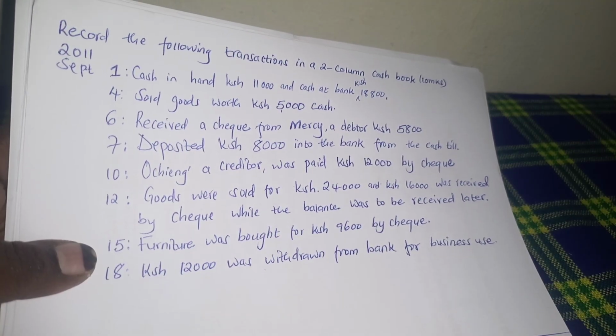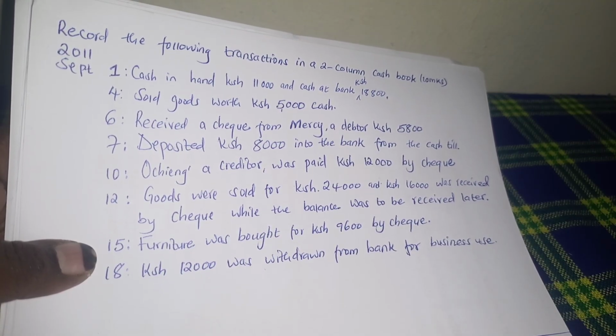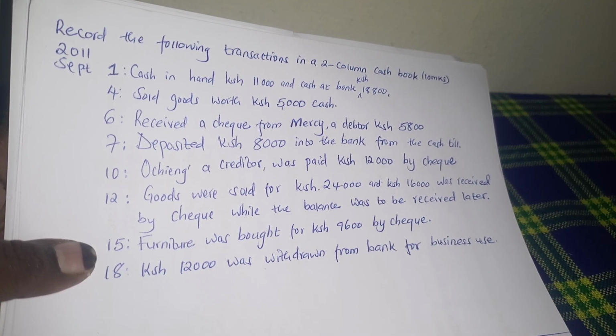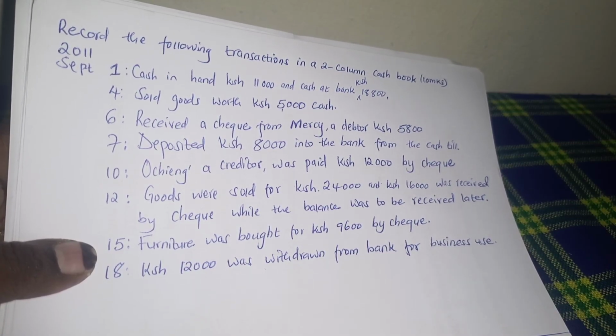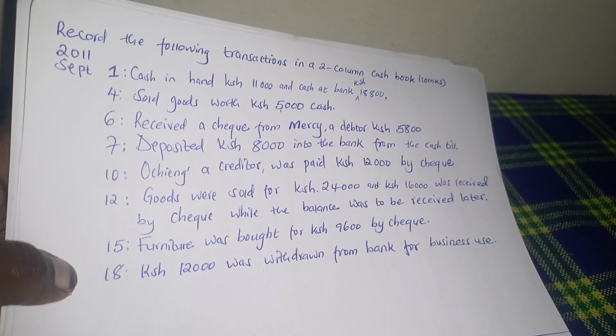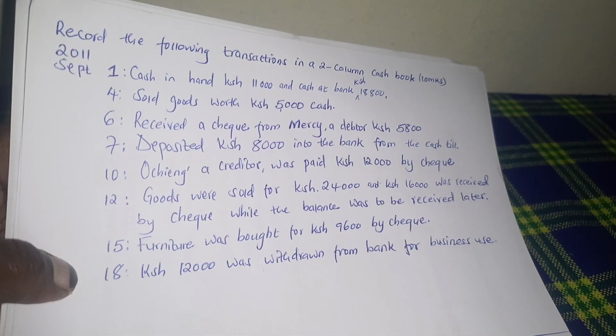We are going to do a question on the cash book. The question reads: record the following transactions in a two-column cash book. We are given the year 2011, and the month was September.